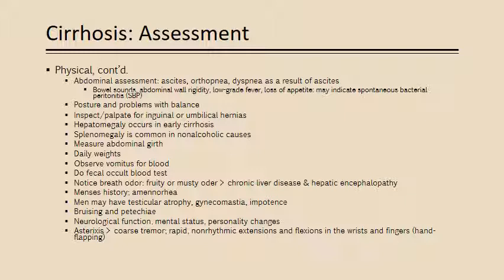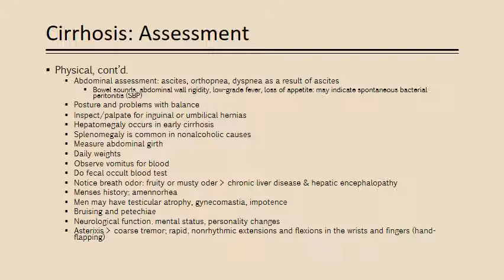Okay. The menses history, or are they amenorrheic? That's important for the female patients. Men may have testicular atrophy. They may have gynecomastia, which is an enlargement of the breast tissue, and they may be impotent. Bruising and petechiae, you know why that can happen, right?